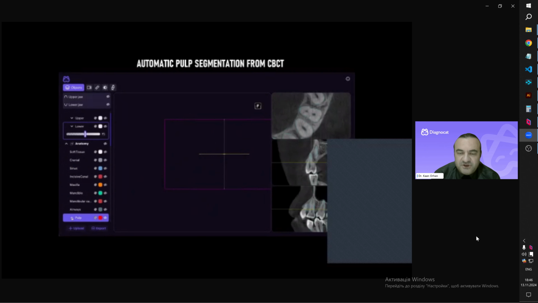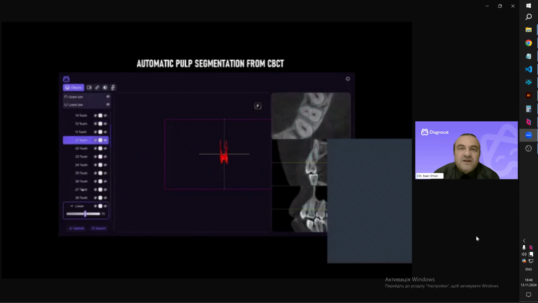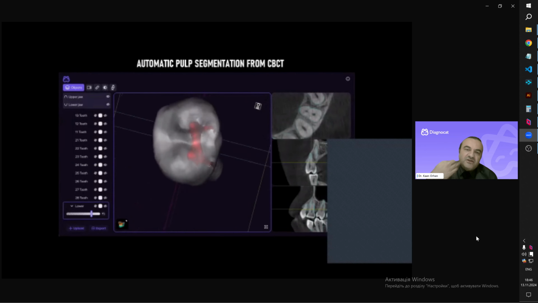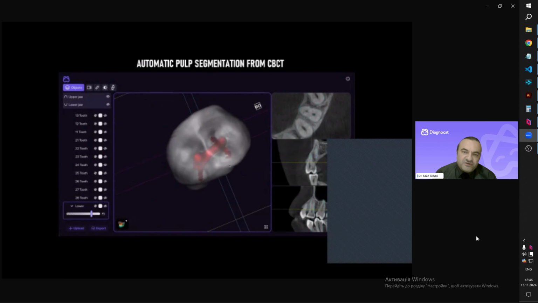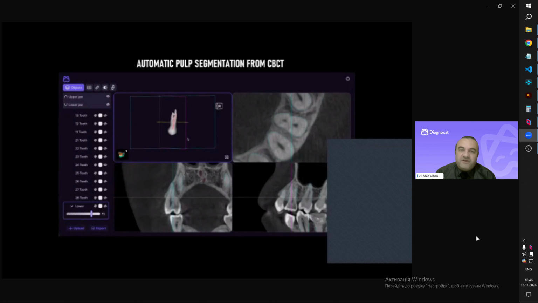Again, as the technology goes a little bit further, we can go down to 50 or 60 microns of CBCTs, and then you will achieve these beautiful segmentations of the pulp. And while doing root canal treatment, it will be very beneficial for the dentist.